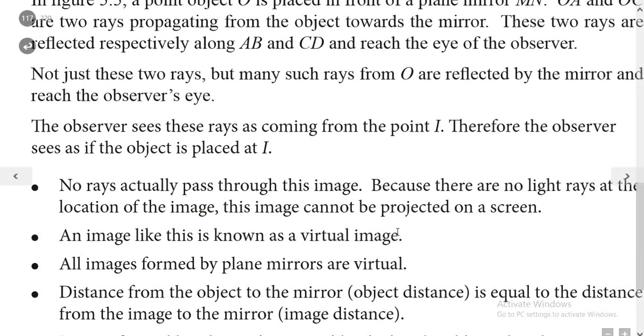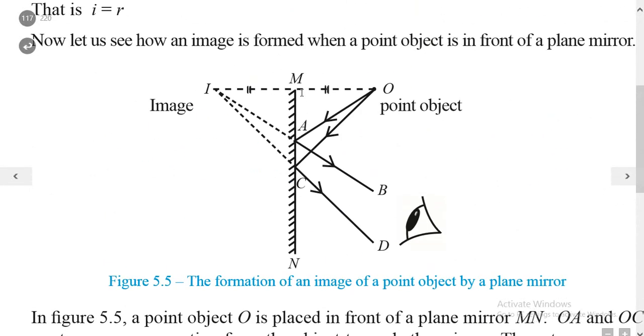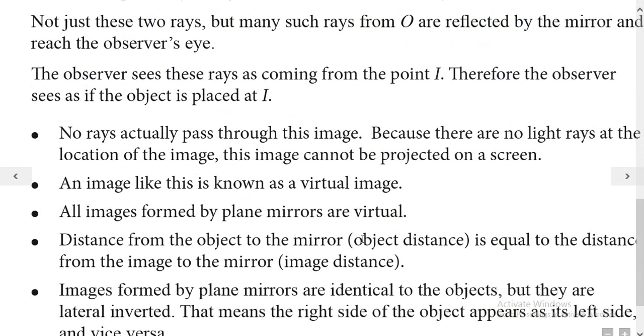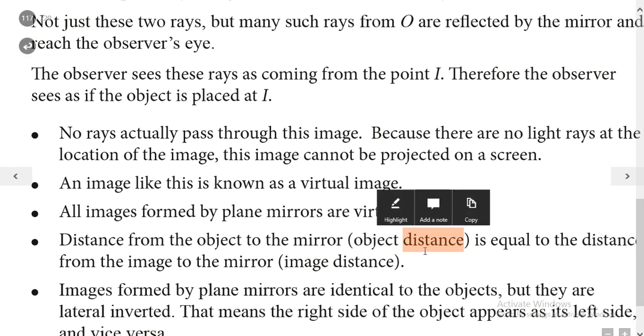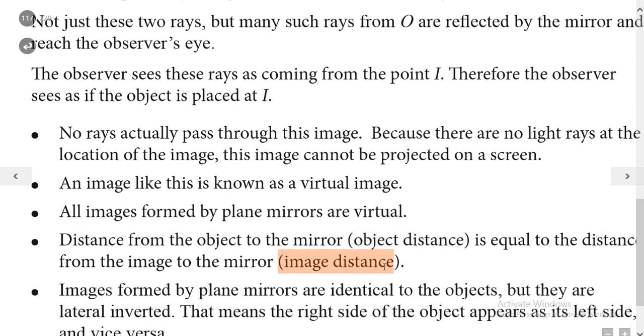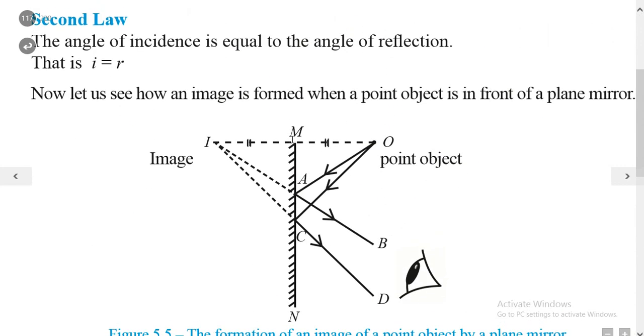The images formed by plane mirrors are always virtual. Then what are the other features? We identified two distances here: the object distance and the image distance. The distance MO between the plane mirror and the object is the object distance. The distance between the plane mirror and the image is the image distance. Always, the object distance equals the image distance: MO equals MI.